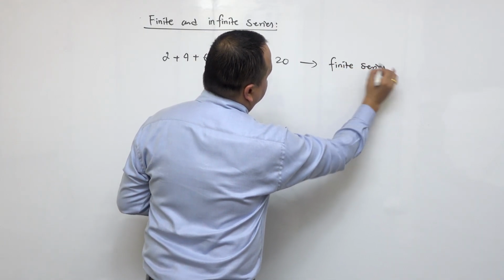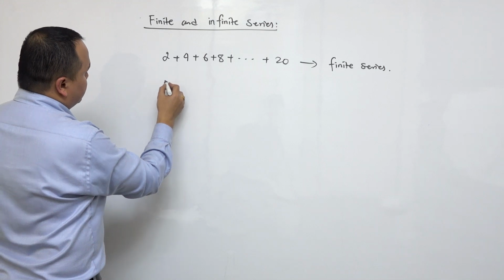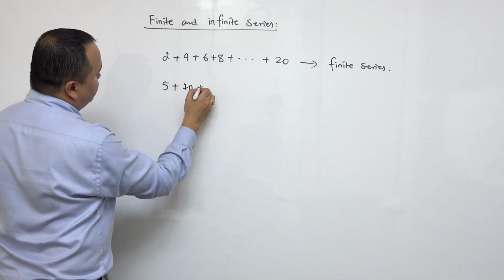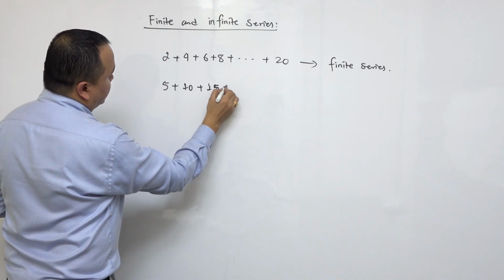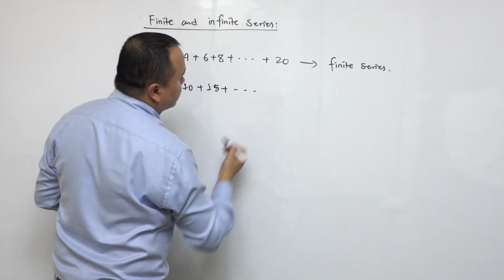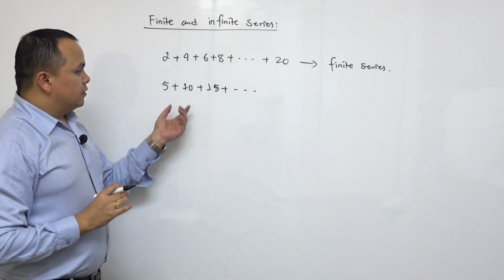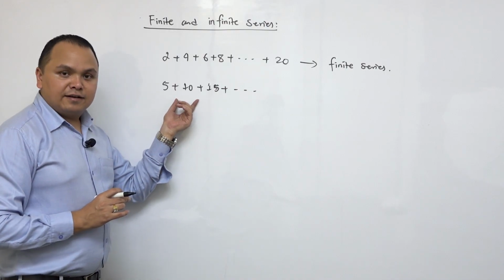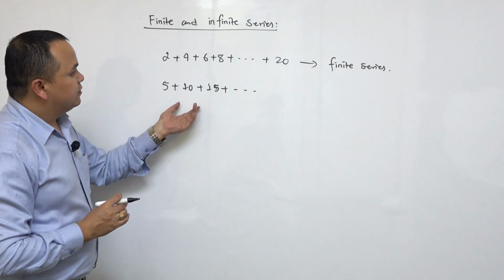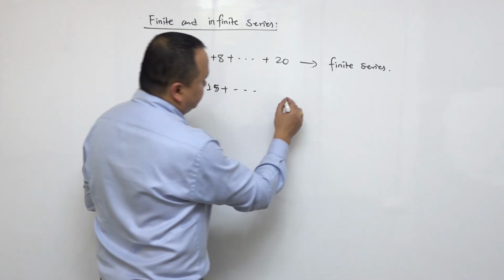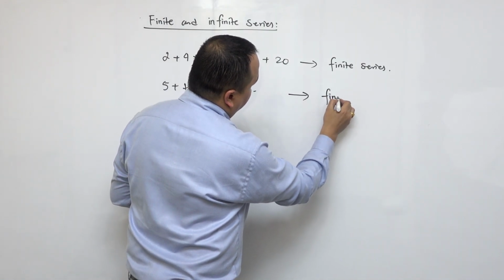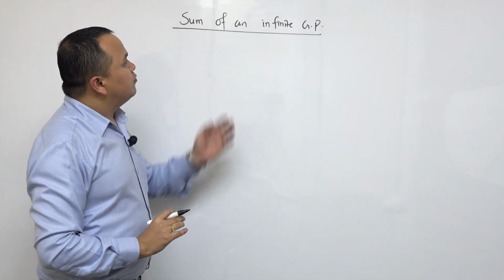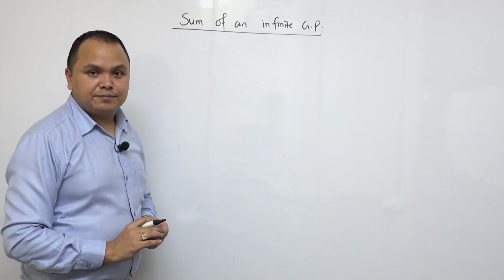Finite series. Similarly, 5 plus 10 plus 15 plus... Here, the number of terms in the series is infinite, unlimited. So it is called an infinite series. Now, the sum of an infinite GP.